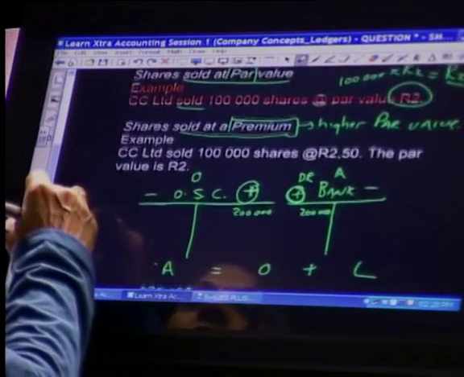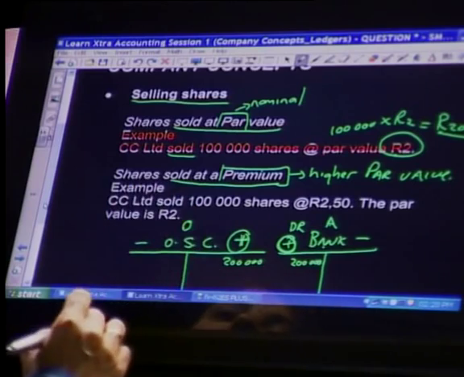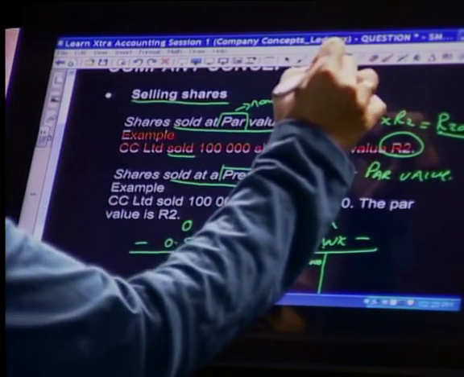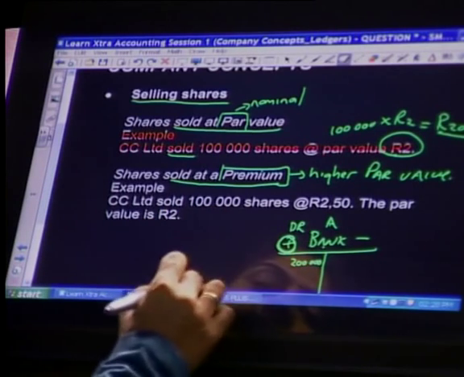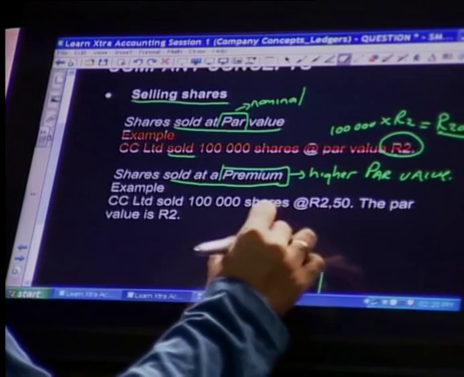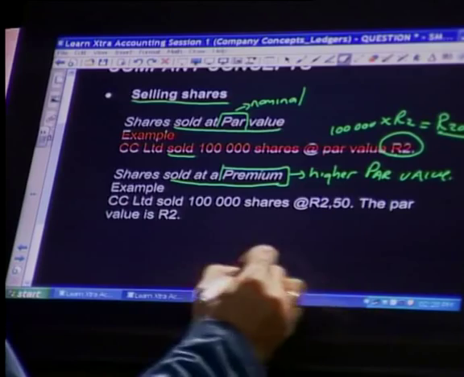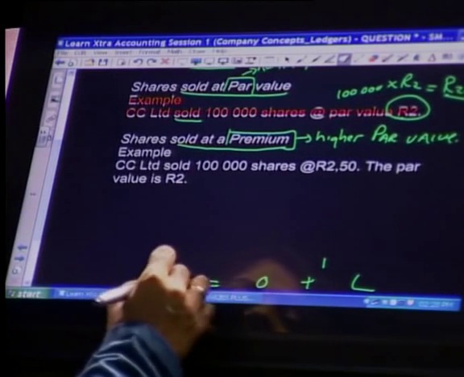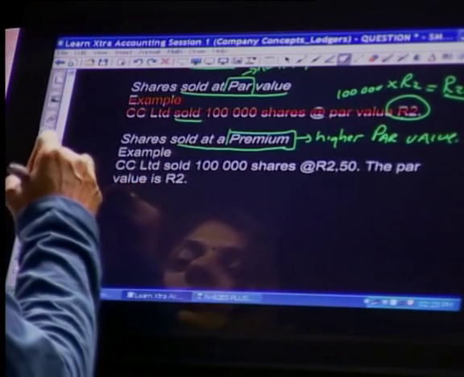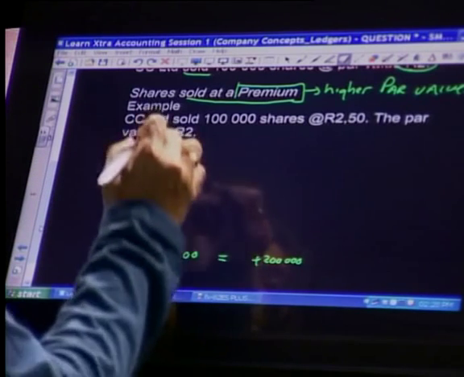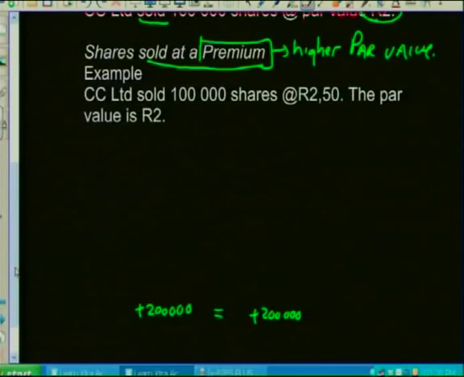So we're happy with the concept of par value. Let's now look at shares issued at a premium. Okay, I just want to take out this example quickly so we have a bit more space. Right, I'm now ready to look at your next example. For our next example, we've got shares are sold at a premium. Example, CC Limited sold 100,000 shares at 2 Rand 50, and then they tell us the par value is 2 Rand.